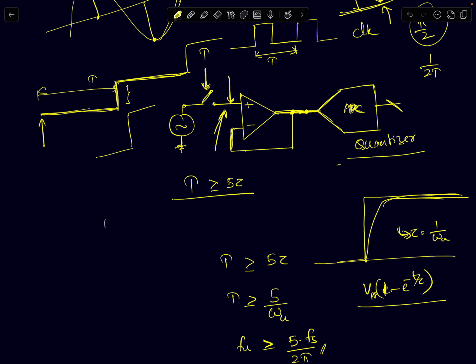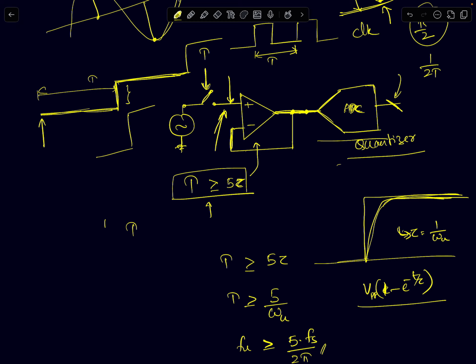Time constant here is the time constant of the buffer. If this condition is met, then you can assume that the buffer is working fine. Your output has more or less settled and your ADC can do its conversion properly. Okay, it will immediately convert that analog voltage to a digital output. So within a time period T, your digital outputs will all stabilize to the right value. Okay, so this is the condition.